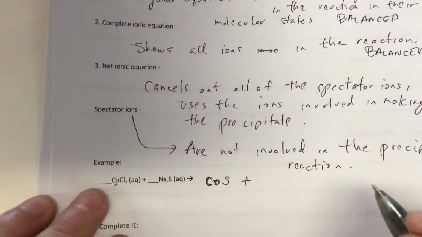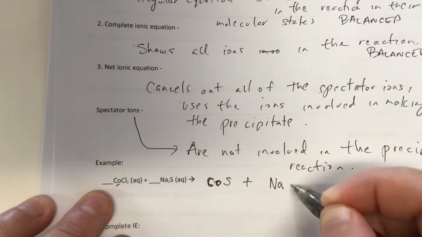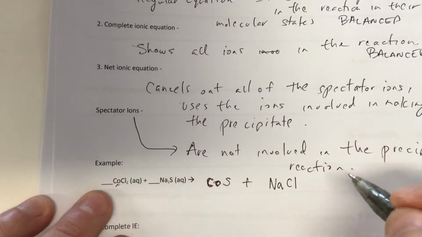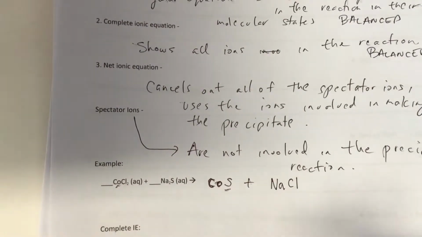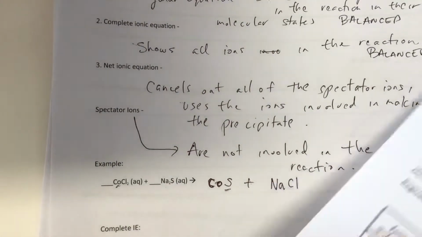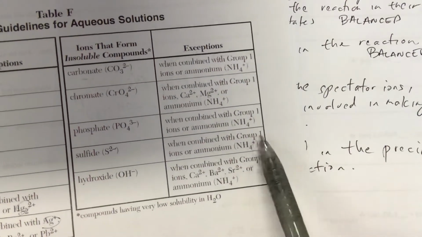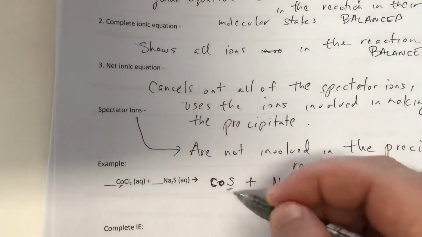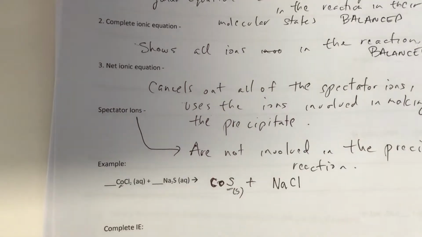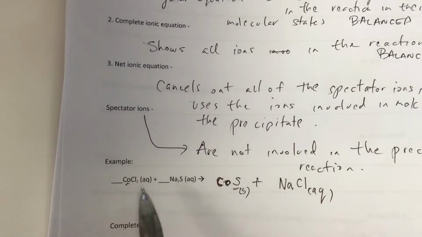And then the next part I've got sodium chloride. Okay. So sulfides, as we remember from our chart, sulfides are generally not soluble except when they're with group 1 ions or with ammonium. So this is going to form your solid precipitate, and then this is aqueous. Okay, so what do we need to do? We need to balance it out.